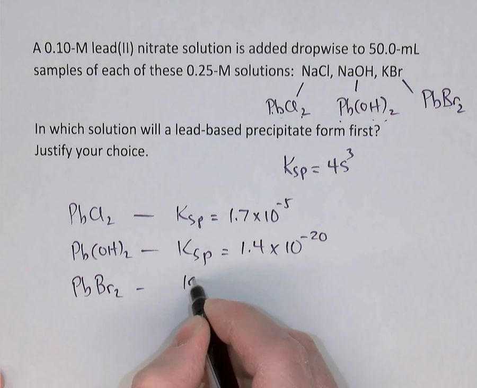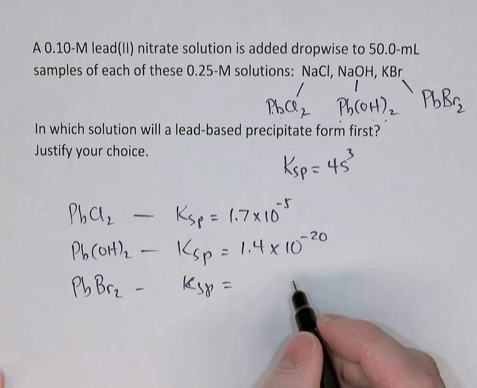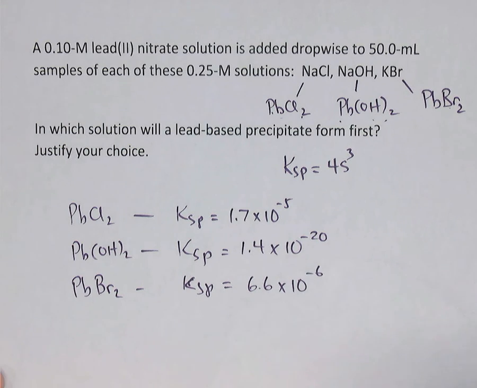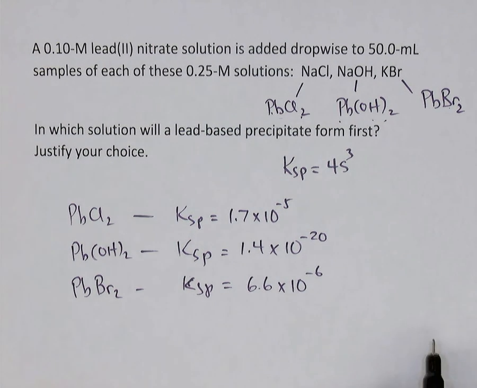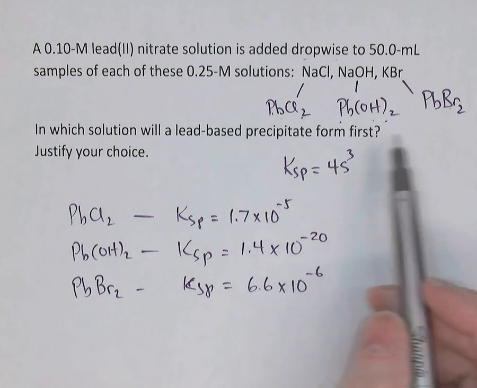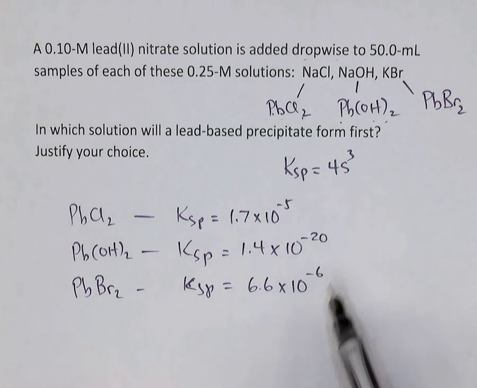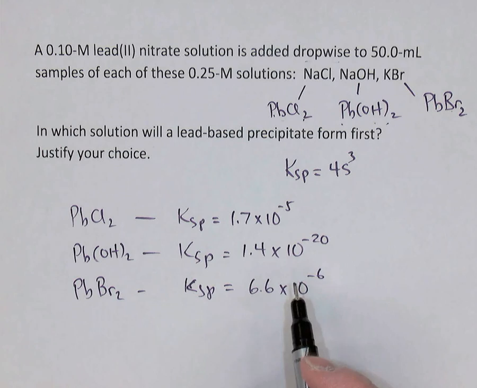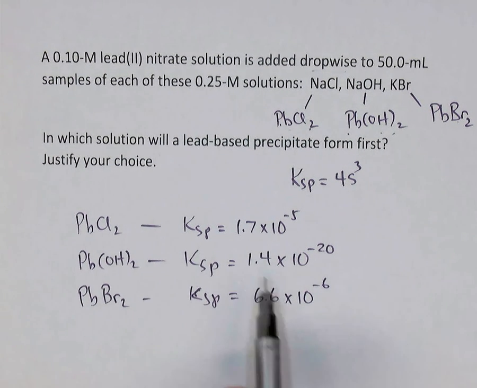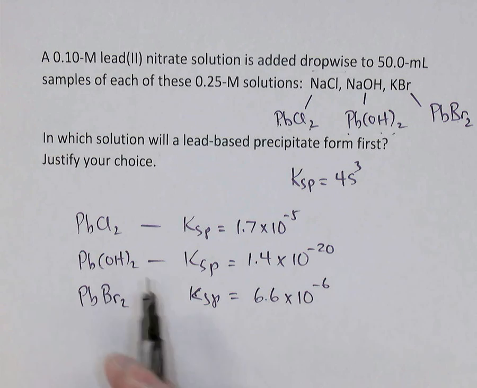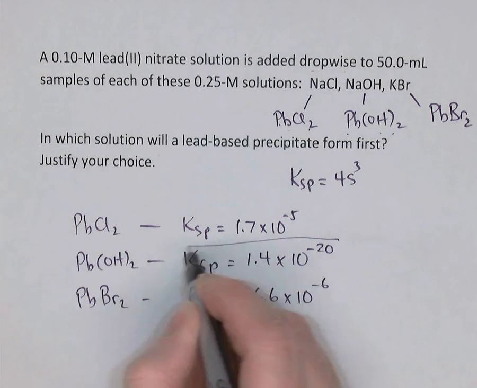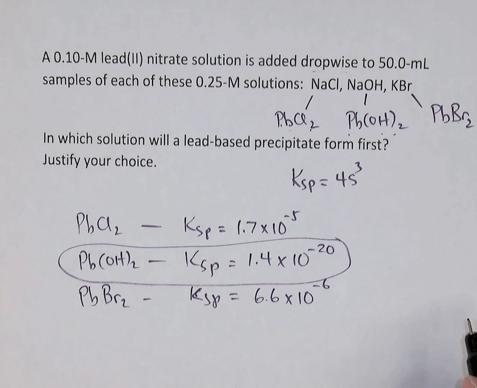The third situation, lead bromide, its KSP value is 6.6 times 10 to the minus 6. So if you're adding the lead nitrate solution dropwise, from an eyedropper or a burette, into 50 ml beakers of each of these solutions, in which solution would a precipitate form first? Well, it'll form first in the solution where the lead salt is least soluble. And again, since they all have the same basic formula with 3 ions, we can judge their solubilities just from their KSP values, and lead hydroxide is clearly the least soluble of those 3 salts.